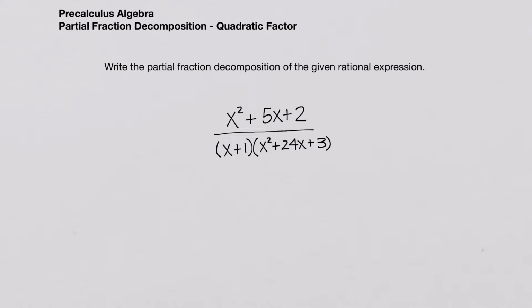In this problem, I need to find the partial fraction decomposition of the rational expression x squared plus 5x plus 2 all over the factor x plus 1 times the factor x squared plus 24x plus 3. What it means to find the partial fraction decomposition of a rational expression is that we're going to rewrite one fraction as the sum of two or more fractions. In this case, it'll just be 2, because I just have two factors in my denominator.